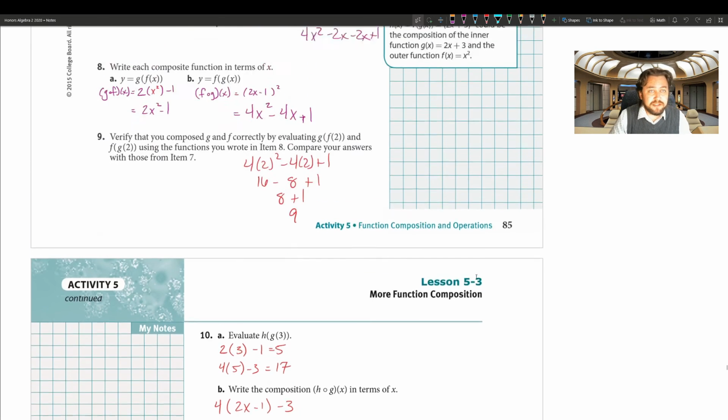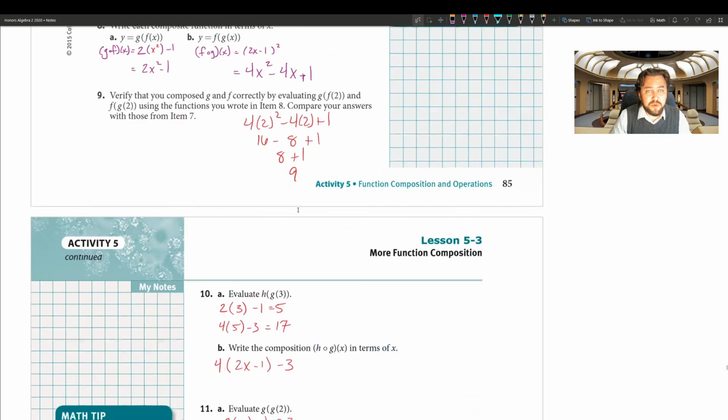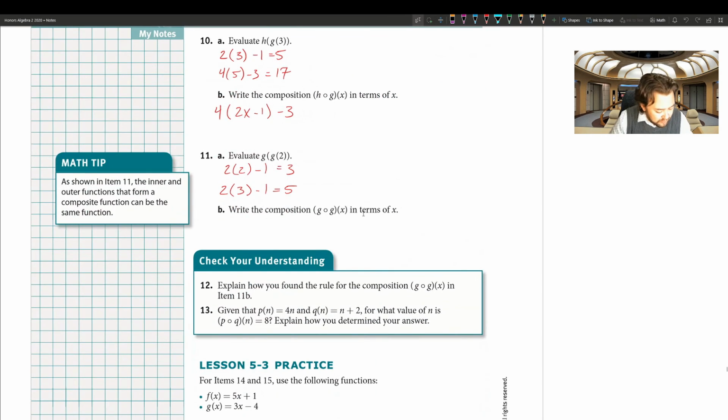So g of x was 2x minus 1. So 2 times 2x minus 1, minus 1. And if we simplified that, we would say 2 times 2 is 4x. That's going to be a minus 2 and a minus 1, which would continue simplifying to 4x minus 3. I'll go ahead and box that so it's clear. That's really all there is to this.